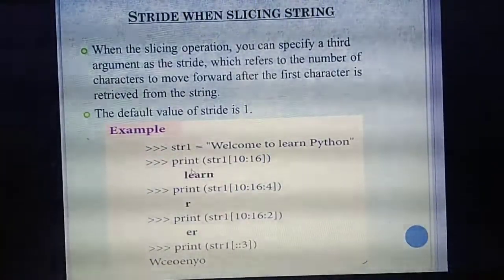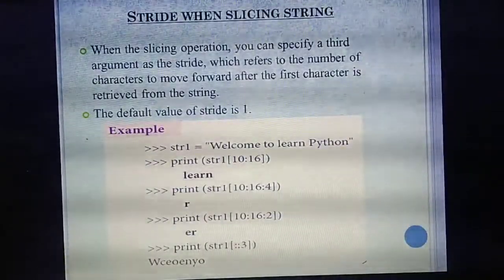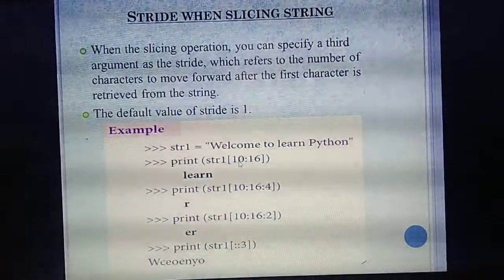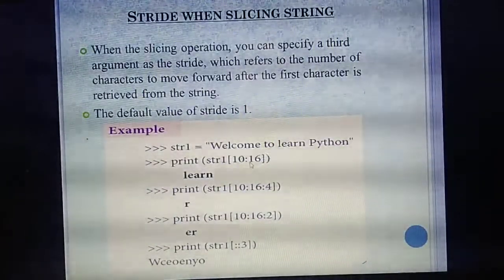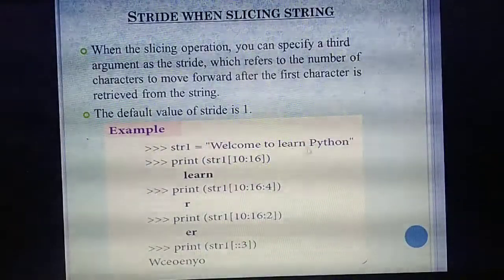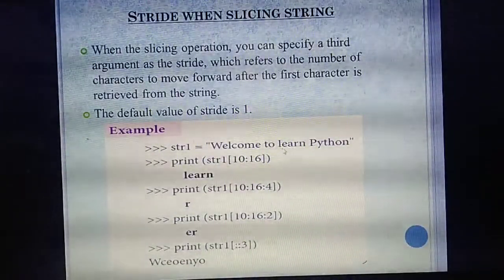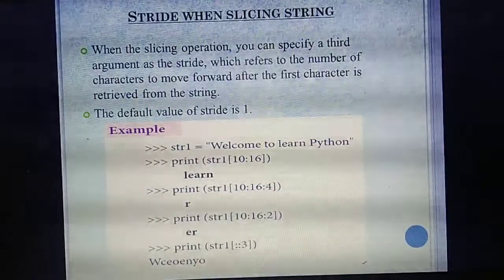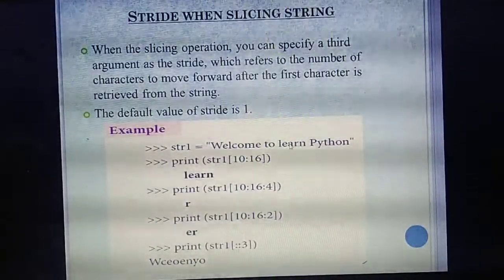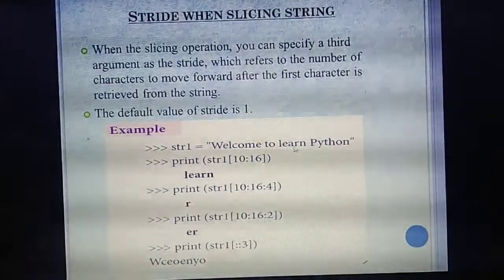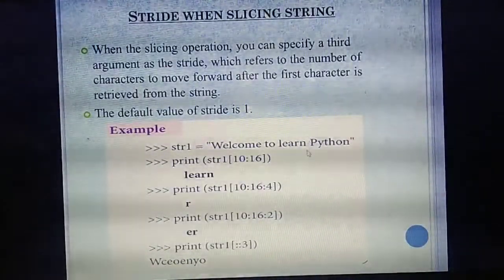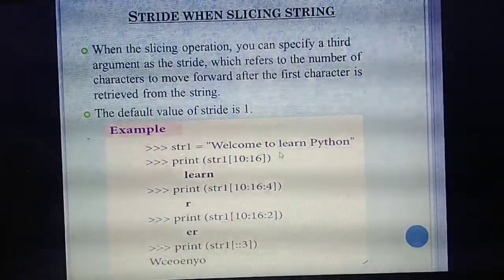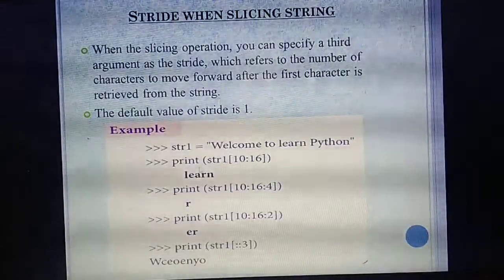See the first thing. First, they are going to print the string from index 10 to 16. The last value is always n minus 1. So 10, 11, 12, 13, 14, and 15 is the space. It will print till this word, learn. Understand? It takes 10 to 15, and this space at 15 it will consider. So from 10 to 16, the word learn will come. That's the first output.